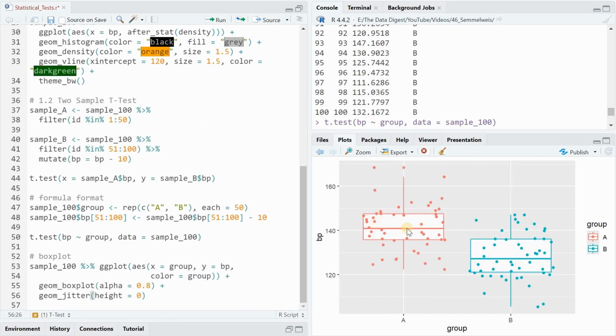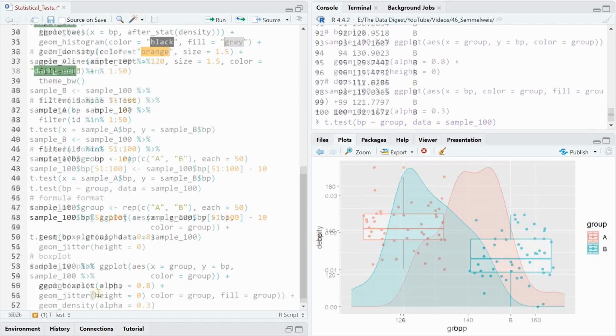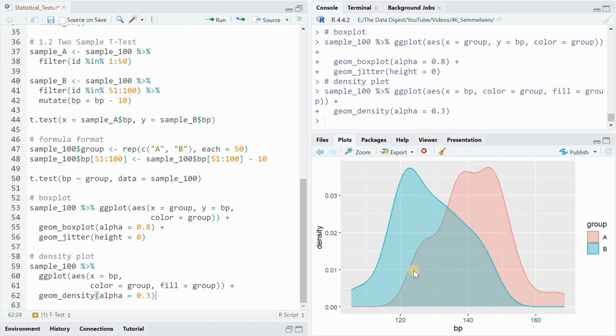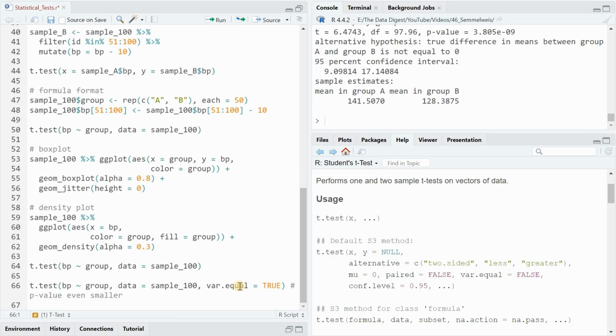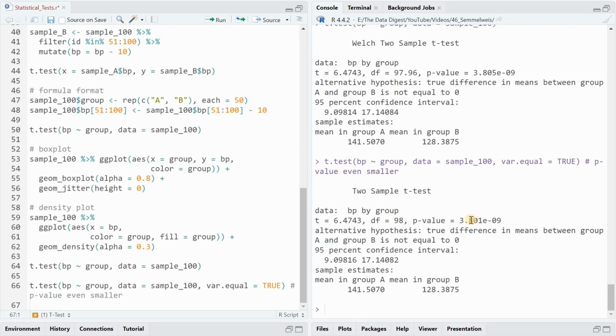We can plot our different groups here with a box plot to see that the averages are different. You can also use the density plot to see that there's still some overlap, but A and B are different enough for the t-test to pick it up. As we saw with the help function, the variance is not assumed to be equal by default. We can set it to equal, and then you see that the p-value decreases slightly. So the default assumption is a bit more conservative.